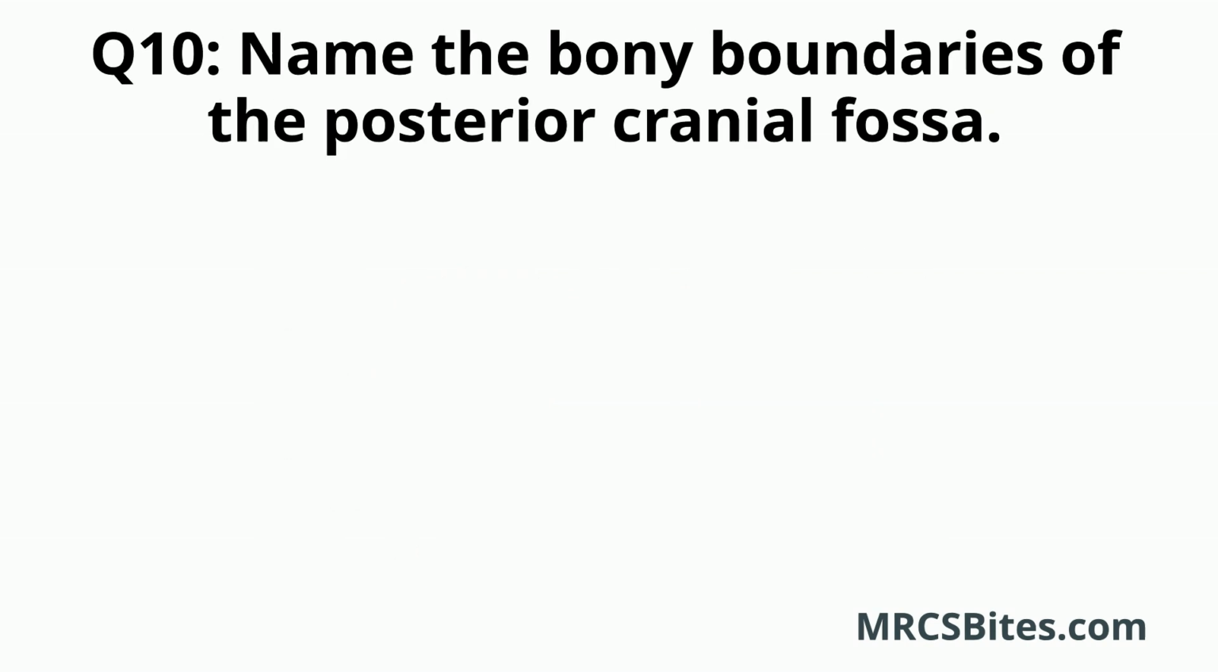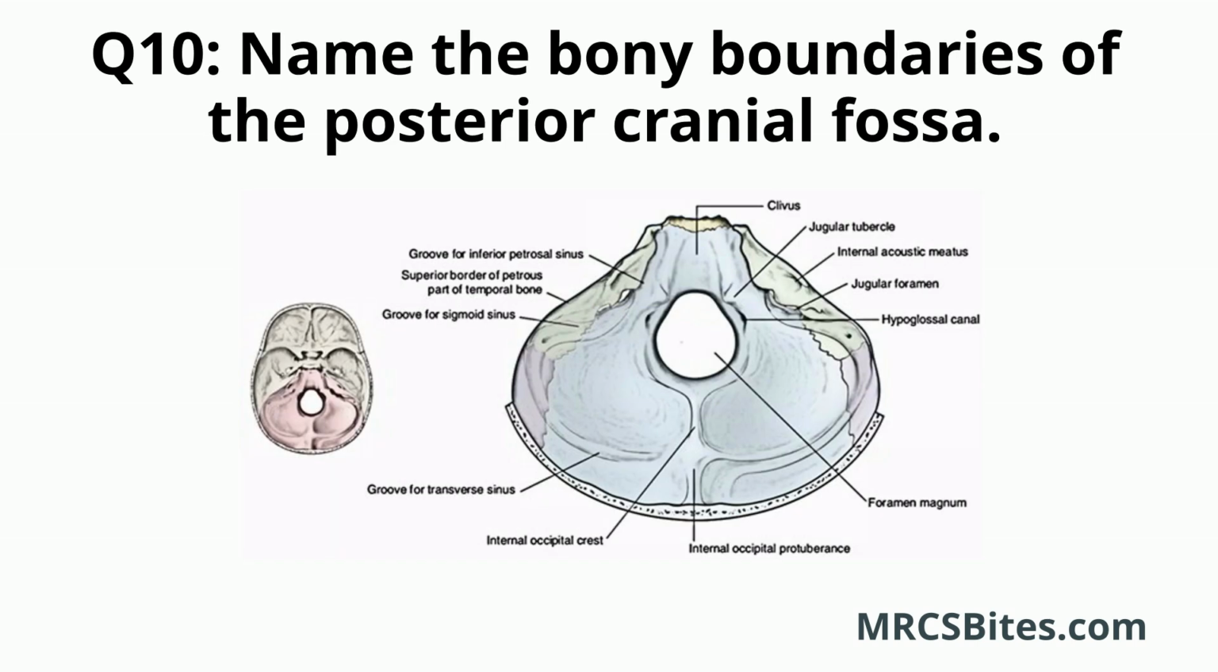Question 10. Name the bony boundaries of the posterior cranial fossa. The posterior cranial fossa is the deepest and most posterior part of the cranial cavity, housing the cerebellum, pons, and medulla oblongata. Its bony boundaries are formed by the occipital bone, the temporal bones, and a small part of the sphenoid bone. For anterior boundary, dorsum sellae of the sphenoid bone forms the anterior boundary of the posterior cranial fossa and the posterior wall of the sella turcica.